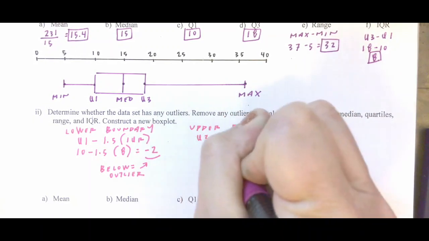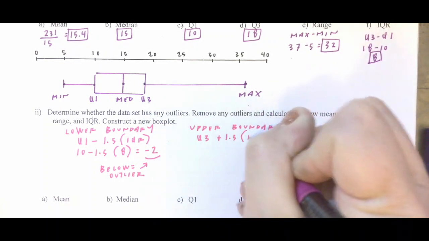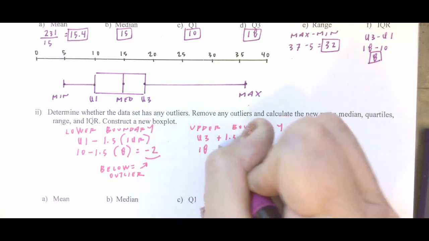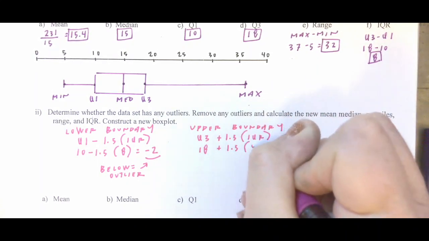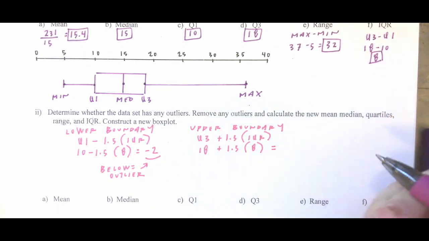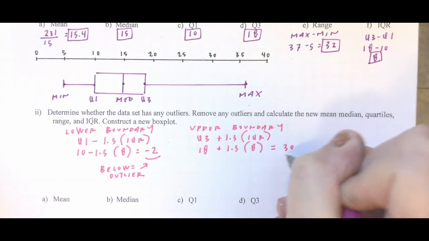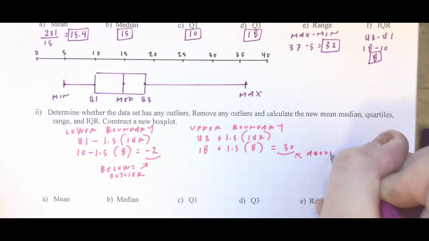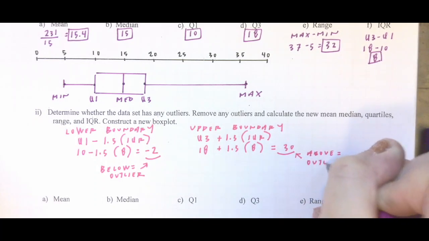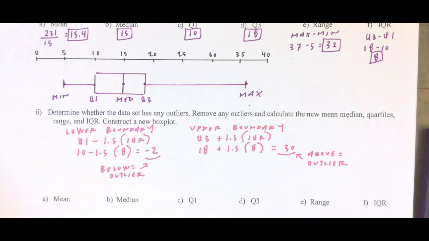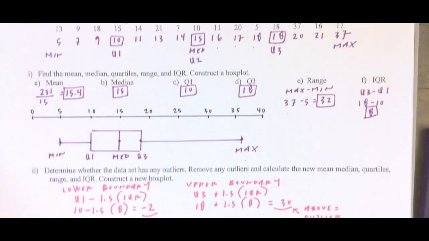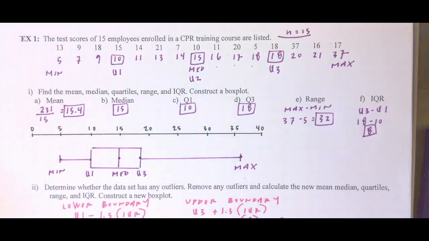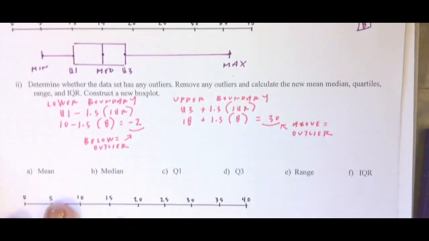So Q3 plus 1.5 times the IQR. Here I'm looking at 18 plus 1.5 times 8, which ends up being 30. So anything that is above 30 is an outlier. If I go back to my data, let me just slide it up for a moment, I see that I do have one data point above 30. That's the 37. So 37 is an outlier.